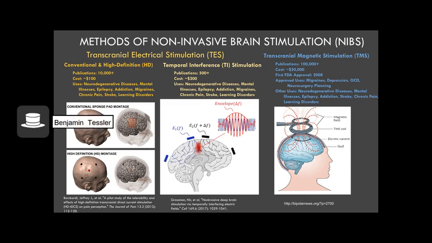Transcranial magnetic stimulation uses superconducting coils that send current in a circle, which according to Maxwell's electromagnetic equations creates magnetic fields through the air, which in turn creates current deep in the brain, otherwise known as eddy currents. This has over 100,000 publications, has been FDA approved for migraines, depression, and OCD, but has a price tag of $50,000.